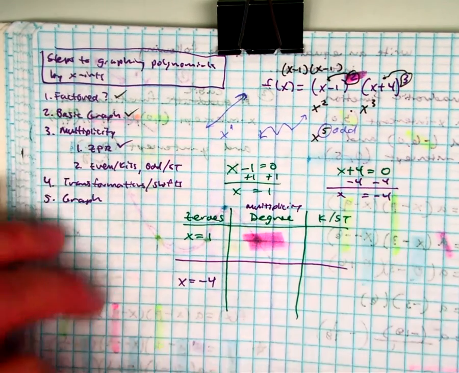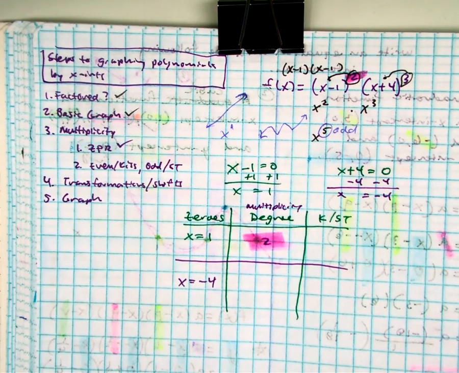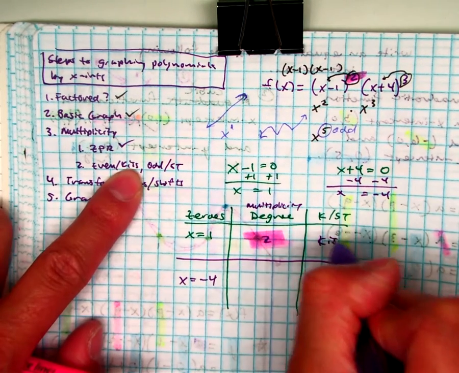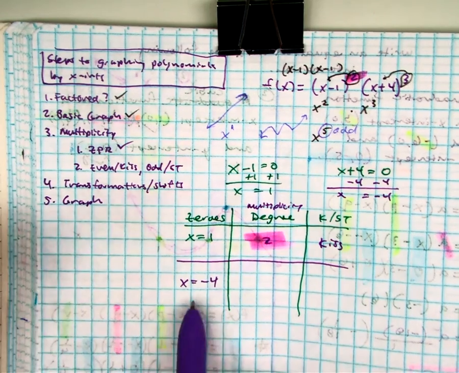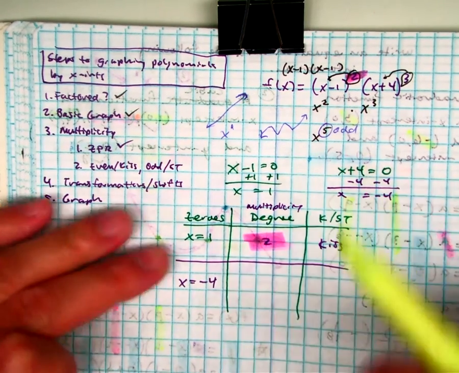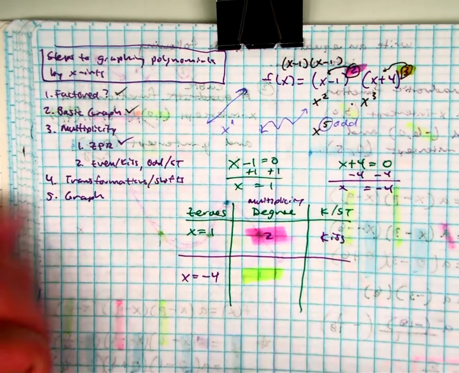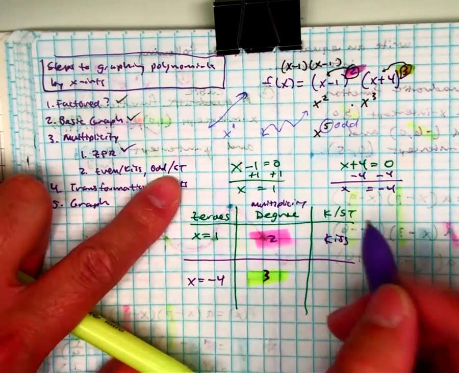Let's put a 2 here. Class, is 2 even or odd? And what do you do at evens? You kiss. X equals negative 4. What's its multiplicity? It's a 3. Is that even or odd? You're going to shoot through.